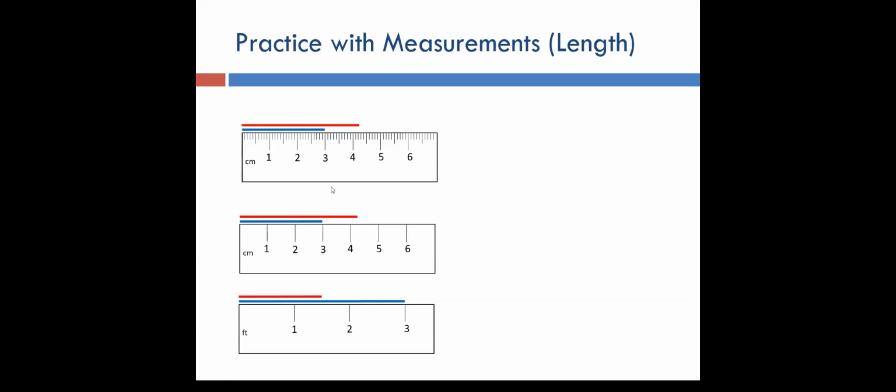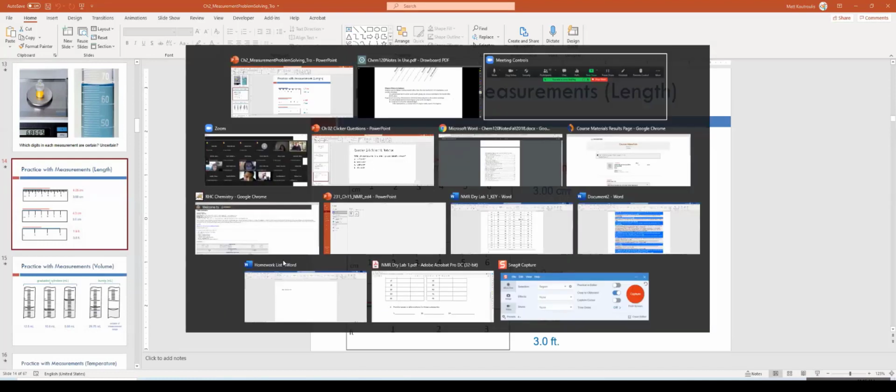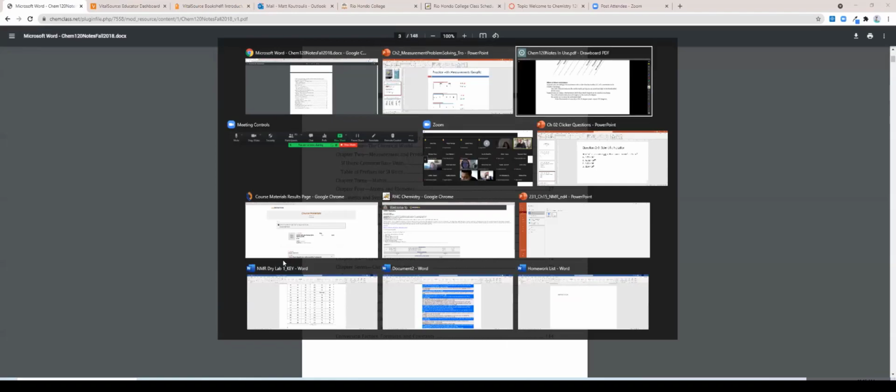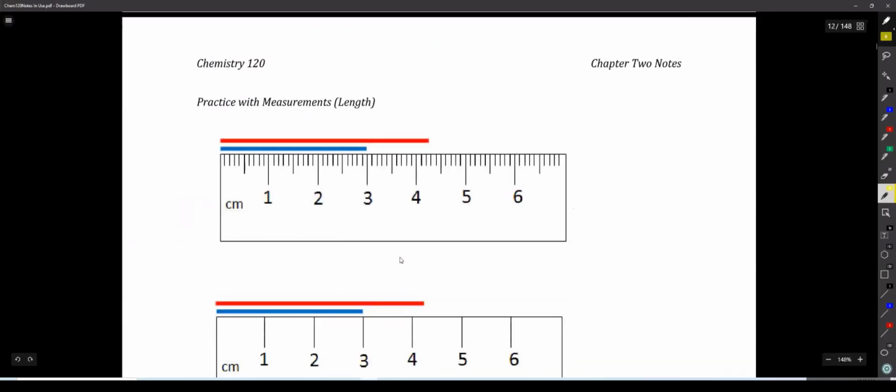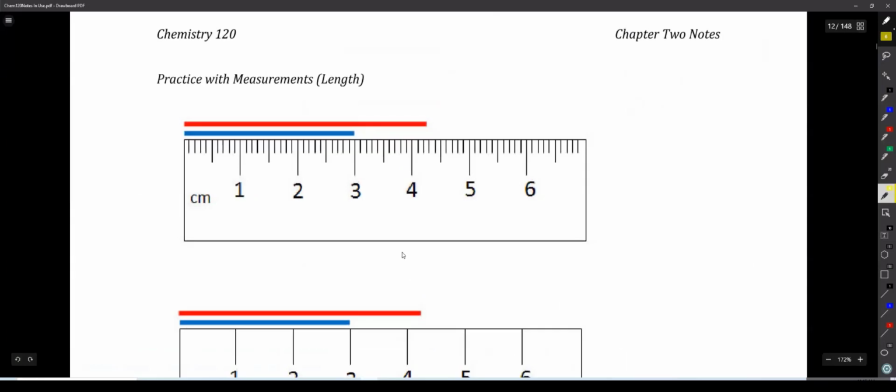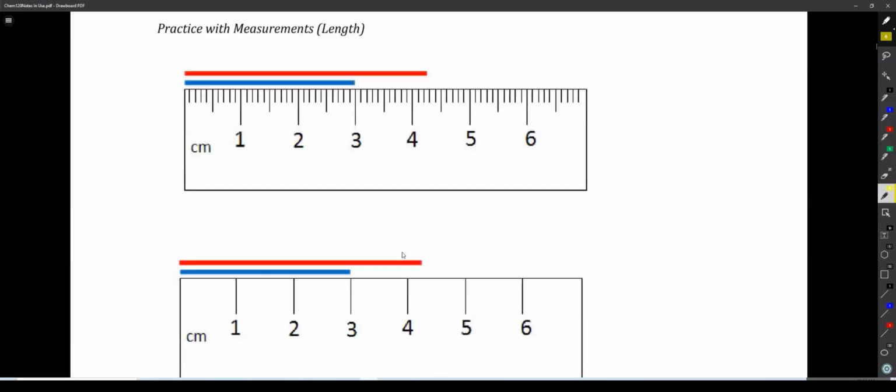But could you all please practice here? I'd like you to do your best to figure out the length of the red line and the blue line in each of these pictures. And then we'll finish with that today. This is all in the notes, so it should be easier to see in the notes. They're bigger in the notes. So those are the first two.